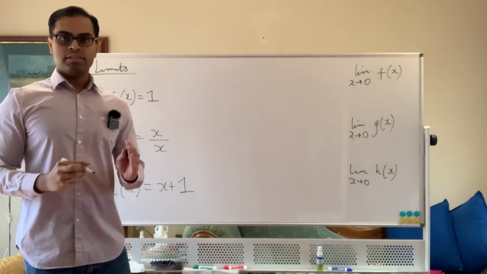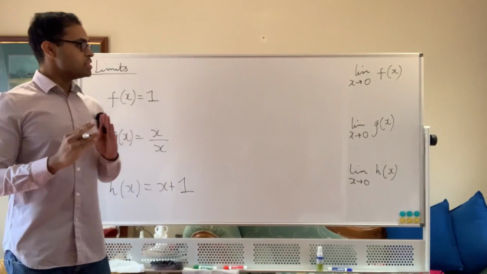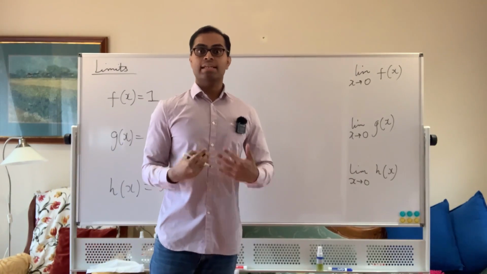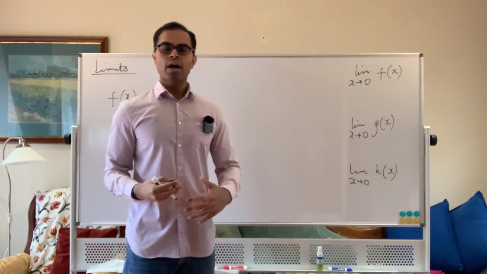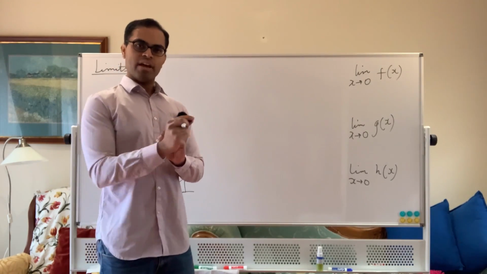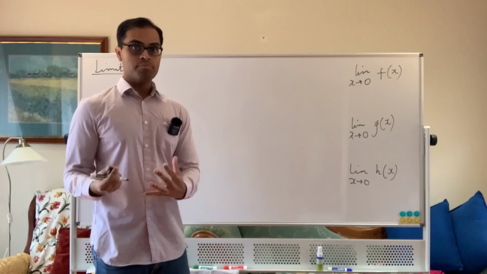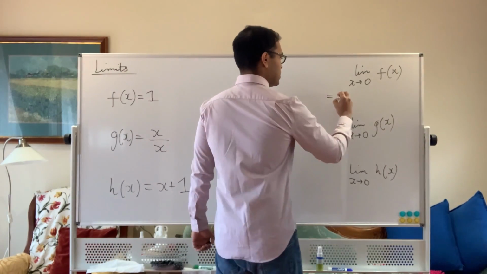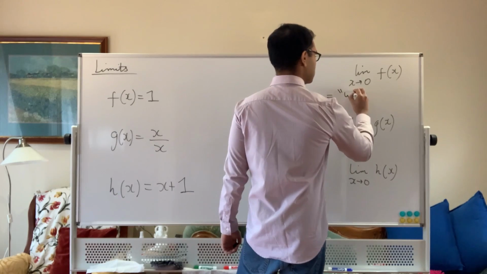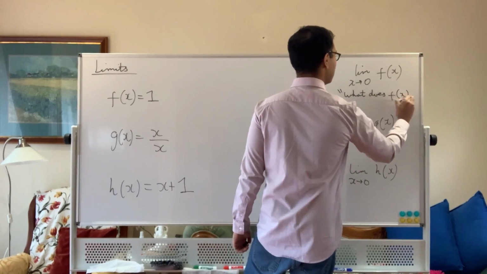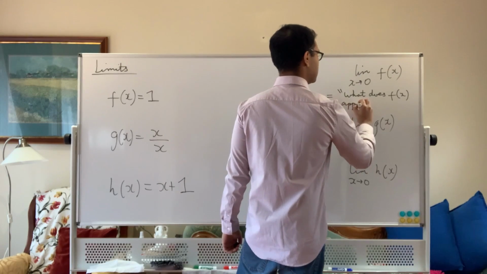Now I'll explain what this means. So first of all, what does this mean? This means, what does f of x approach as x approaches 0? As x gets closer and closer to 0, does the value of f of x get closer and closer to something? That's the question. So I'm going to write this out here. What does f of x approach as x approaches 0?